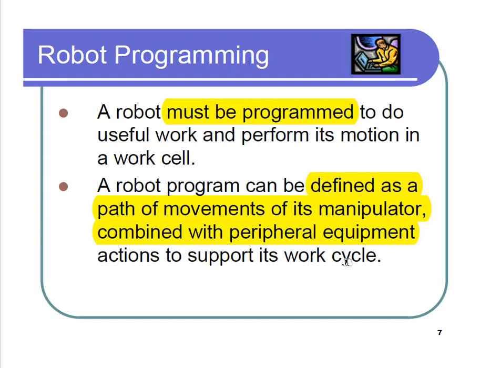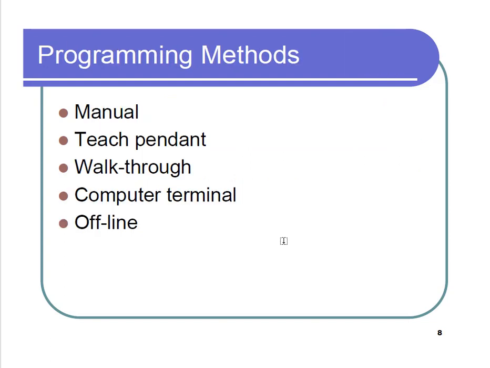Like the types of robot we have discussed: spherical robot, Cartesian robot, and so on. So they need to be programmed. The way of programming a robot can be done through these 5 types of methods. The first one we call manual programming. The second one we call teach-pendant programming. The third one we call walk-through programming. The fourth one uses the computer terminal. The last one uses offline programming.